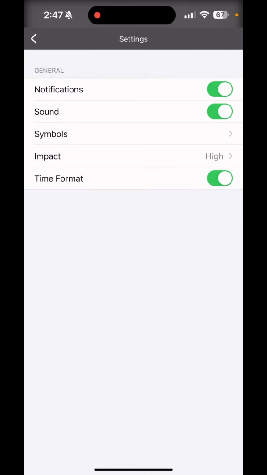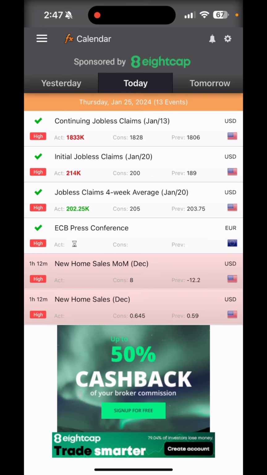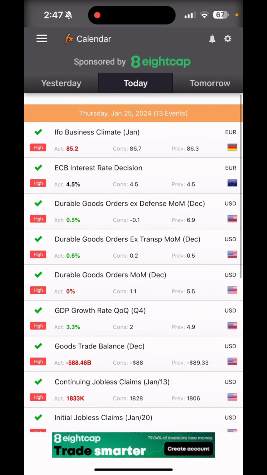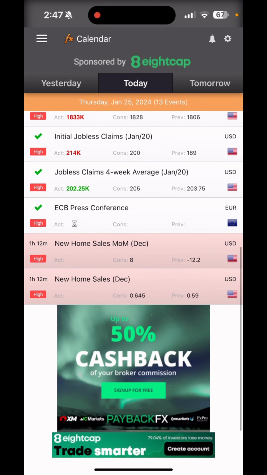Then when you go back, you will see them all here. These are the most traded currencies, and these are the movers of the market. So this is what you should use.